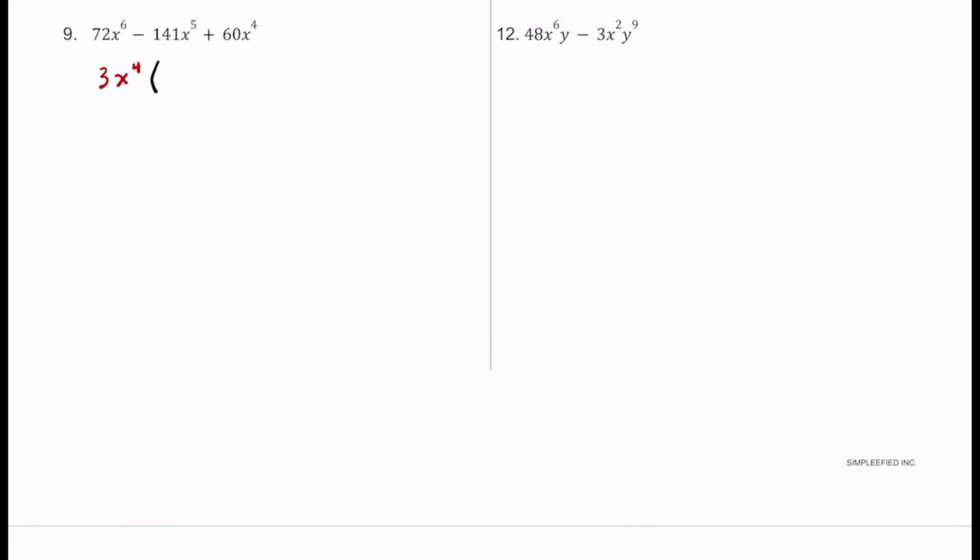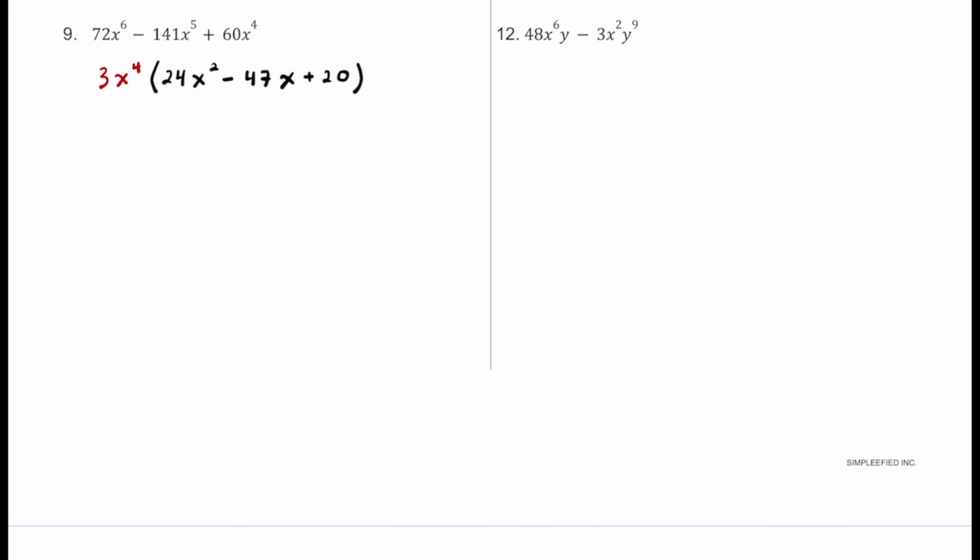Now 72 divided by 3 should be 24, and we should have 2 more x's left over here. Now for 141 divided by 3, I think that's going to be maybe 47, so I'm going to put minus 47x. And then finally 60 divided by 3 is going to be 20, so I'm going to write plus 20 here. So this monomial can't be factored, but we should try to factor this trinomial and see if we can find anything interesting.